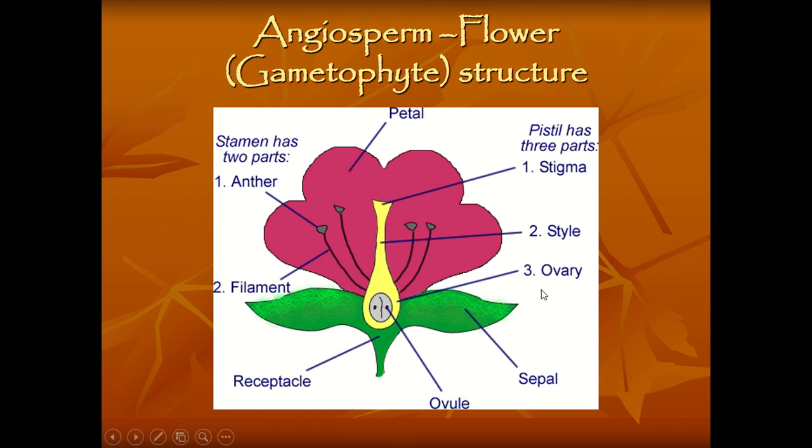So for the female parts, the female structure, or female organ, is known as a pistil, and the pistil has three parts. We have the stigma, which is very sticky here. The style is the location where the tube of the sperm will come, and the ovary part, which will contain the ovule.